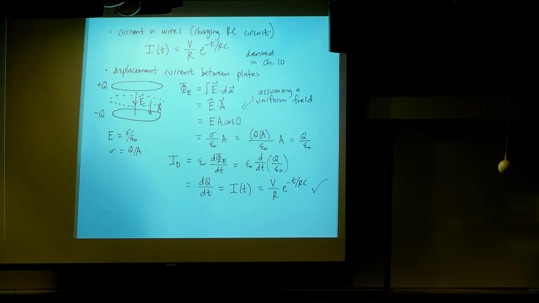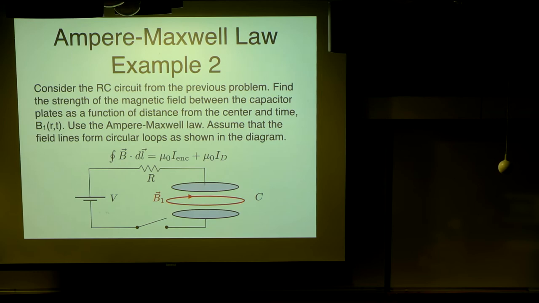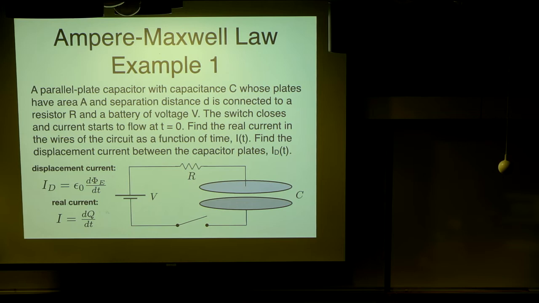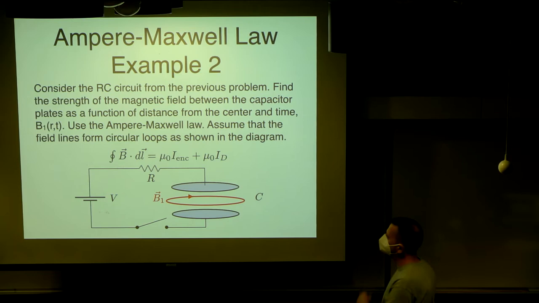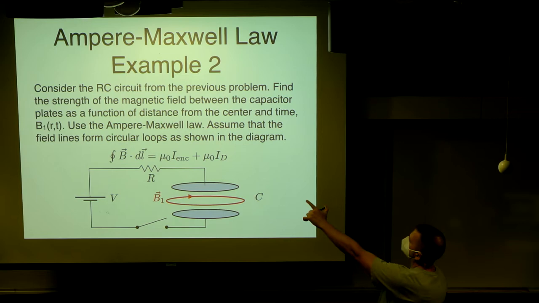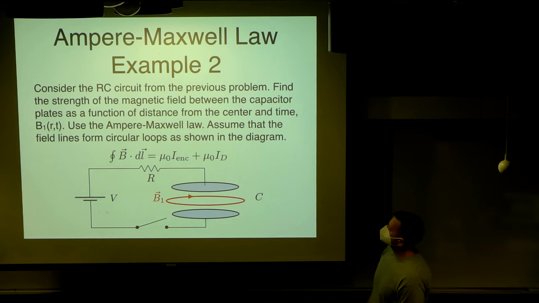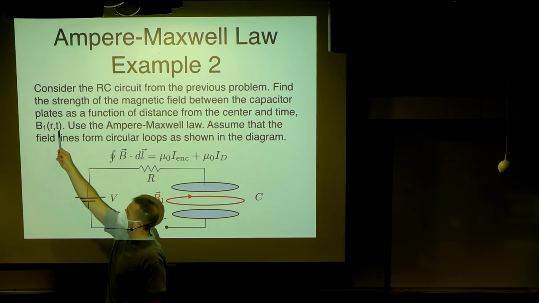So here's the next thing we're going to do with this. We are going to do sort of a follow-up question. It's the same exact RC circuit from before. And instead of asking about the displacement current in between the plates, we're now asking about the B field in between the plates. So what we're going to do is find the magnetic field between the capacitor plates as a function of both distance from the center, which we'll call r, and time. So for that, we're going to use the Ampere-Maxwell law.